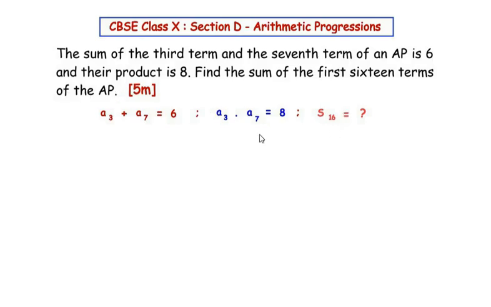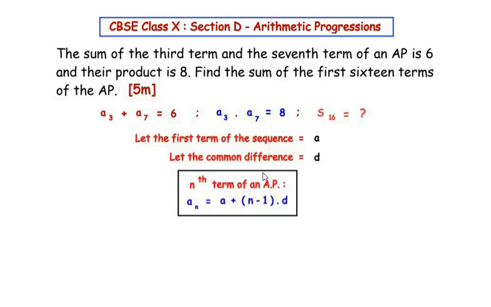And here we can see that no sequence is given, no first term of the sequence is given, neither the common difference is given. So let us consider the first term of the sequence as A and the common difference as D. And with this, let us make use of nth term of an AP formula, that is An is equal to A plus n minus 1 times D, and find out the expressions for A3 and A7, starting with n is equal to 3 now.